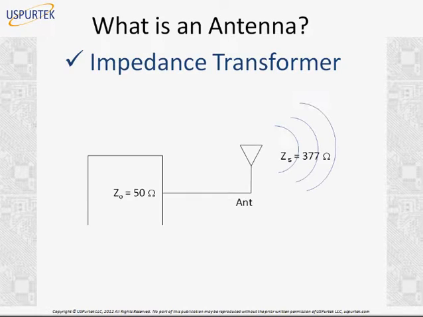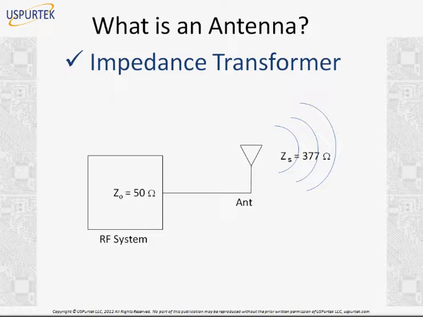Let's move to the next property of antennas. Now, as an engineer, I would like to look at the antenna as an impedance transformer. What is impedance? Impedance is typically the ratio of the voltage to current at a specific point on the antenna. A typical RF equipment or system that you come across in the industry will have a typical impedance of 50 ohms.